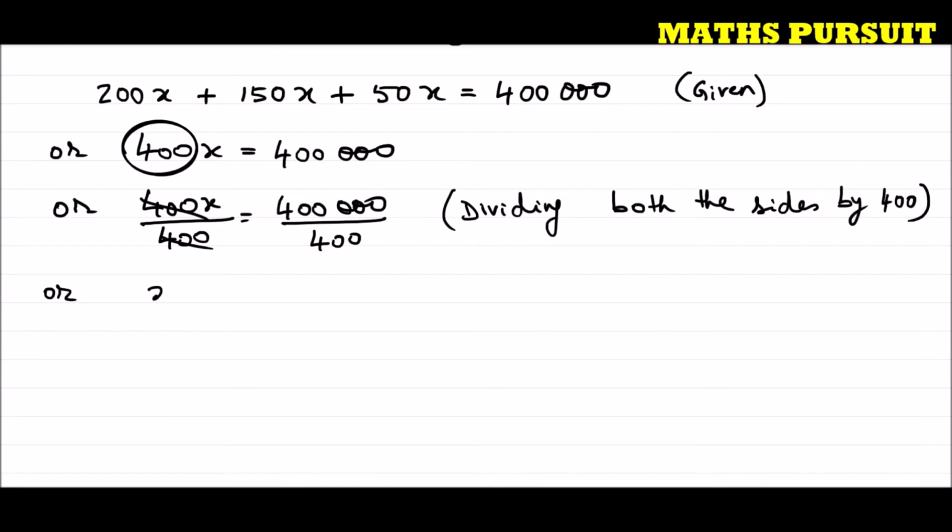Now I can write x is equal to, because this 400 and this 400 cancel out, we got x is equal to 400 ones are 400. So what we got? x is equal to 1000. We got x is equal to 1000.